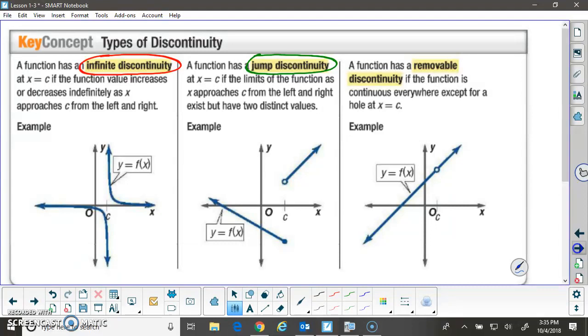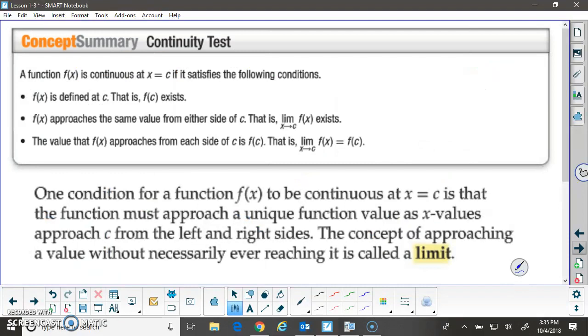And then the last type is called removable discontinuity. If it's removable discontinuity, it's as if one point's been removed from the curve, from the graph, whatever it is. You can see that on the third picture on the right. You've got a point that's been removed from that line at C, and so thus it is removable discontinuity. Now, with that understanding, we have a continuity test.